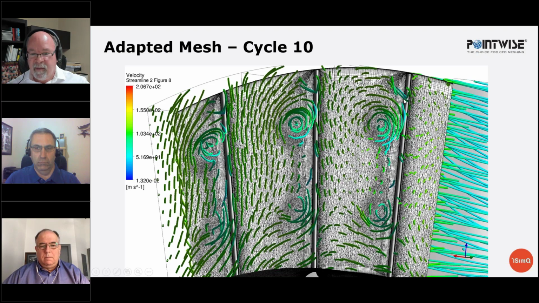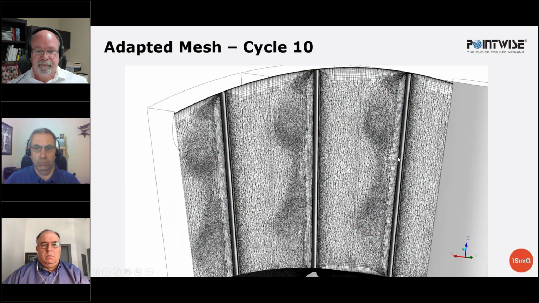Again, you can see the boundary layer mesh has been nicely preserved on the shroud and on the pressure and suction surfaces of the blades. There you go, just a picture of the mesh.